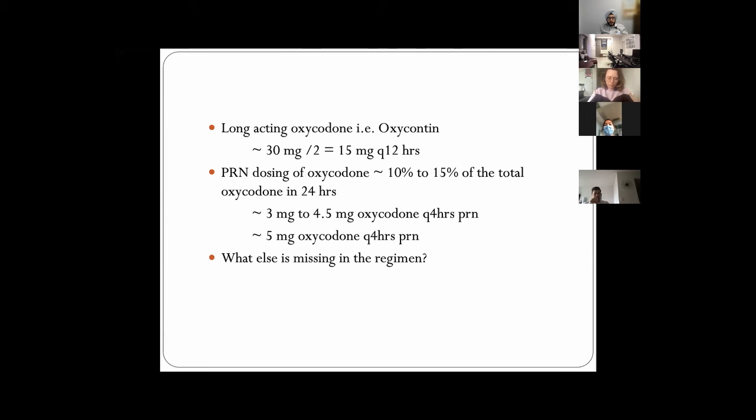So you figure out that this patient was taking 6 doses of 5 milligrams, so that's 30 milligrams. And then you now start them on a long-acting medication. So you divide it by 2 to make it Q12. And then the PRN dosing is 10 to 15% of that, which is anywhere from 3 to 4.4 milligrams, or 5 milligrams of oxycodone. Next slide.